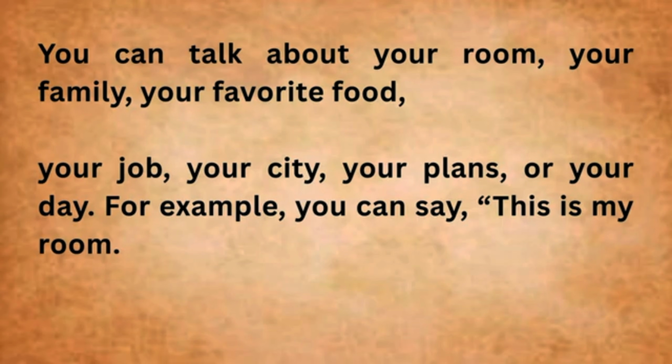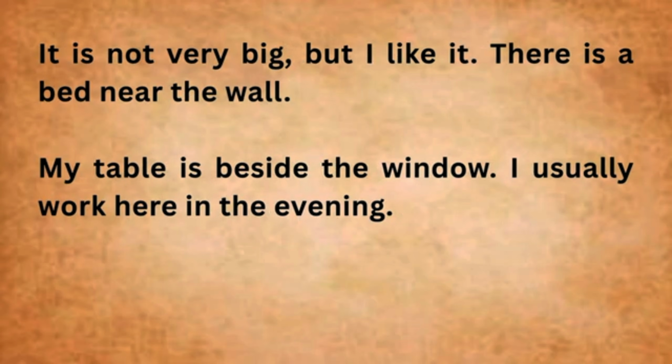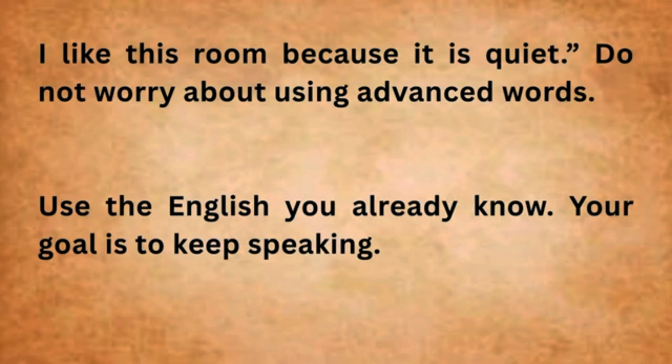For example, you can say, "This is my room. It is not very big, but I like it. There is a bed near the wall. My table is beside the window. I usually work here in the evening. I like this room because it is quiet." Do not worry about using advanced words. Use the English you already know. Your goal is to keep speaking.